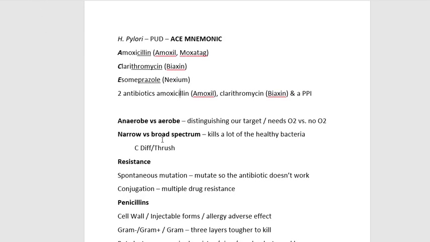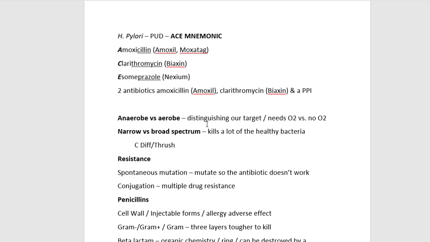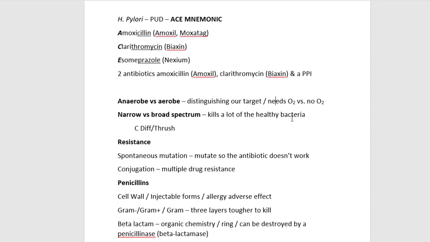Okay. All right. Anaerobe versus aerobe. So if we're distinguishing our target, if we know that the organism needs O2, that should be a subscript, versus not needing O2, which is the aerobe, that needs oxygen, and then anaerobe, no oxygen. And that really influences which medications we're going to use. Okay. Narrow versus broad spectrum.